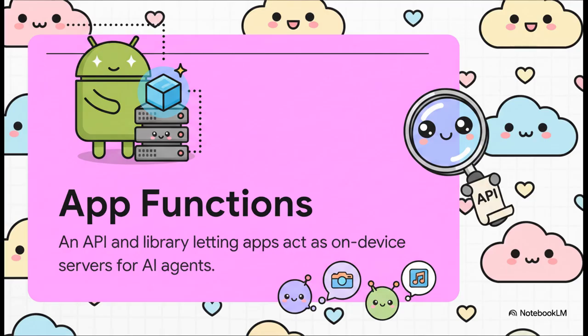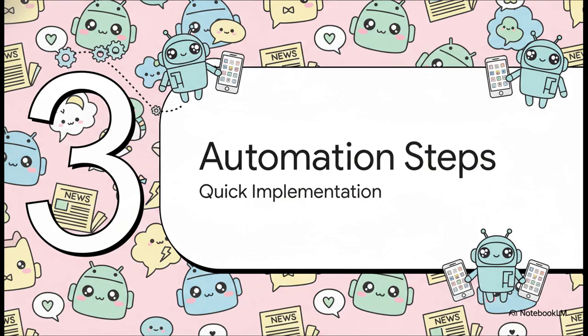Think of it as a way to turn your app's specific capabilities into accessible, reliable tools for agents like Gemini to use. Essentially, your app behaves like an on-device server. And if your app is well architected, with clearly separated data and presentation layers, integrating these app functions is incredibly straightforward. You're directly telling the AI exactly what your app can do, rather than making it guess by reading the screen.